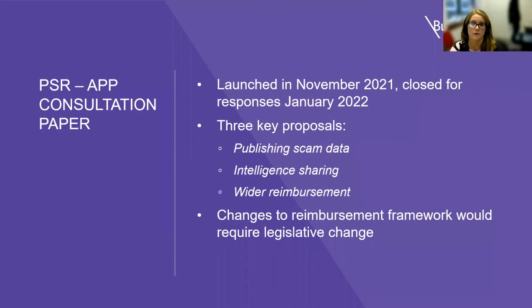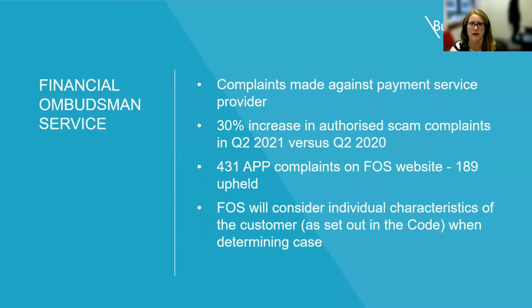So where a customer falls victim to APP fraud and the bank refuses to reimburse them, what happens next? Typically, a customer will then make a complaint to the Financial Ombudsman Service. The Financial Ombudsman Service saw a 30% increase in authorised scam complaints in Q2 2021 versus the same period in 2020. The complaints made to the Financial Ombudsman Service are usually predicated on the fact that the consumer thinks their bank should have reimbursed them for the loss, or that the bank didn't do enough to help the individual when they fell victim to the scam.